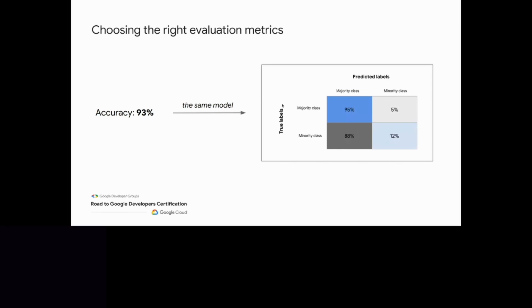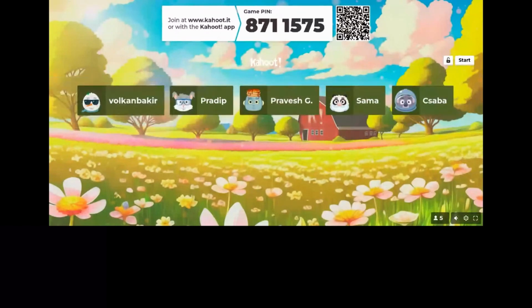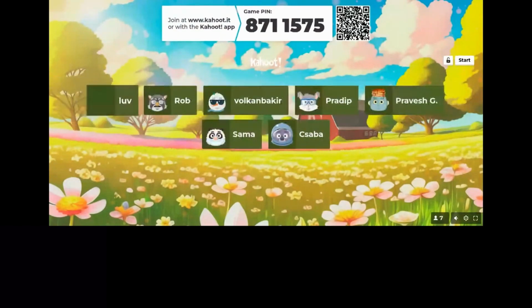So in this scenario, the true labels are one axis and the predicted labels are horizontal. So we're seeing the Kahoot here. Actually, I'm going to go back and share just the slides.